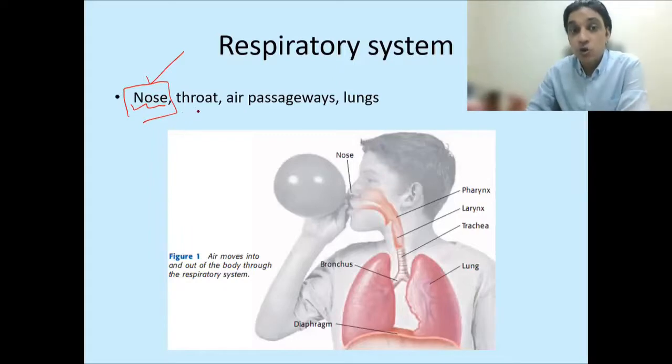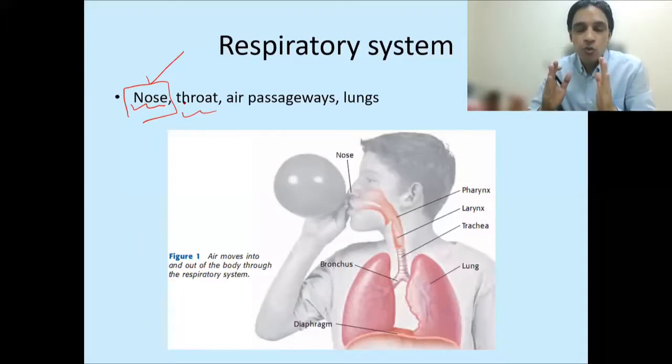The other is the throat. The air then travels through the throat, and the throat is the place where two passageways actually run side by side with each other.